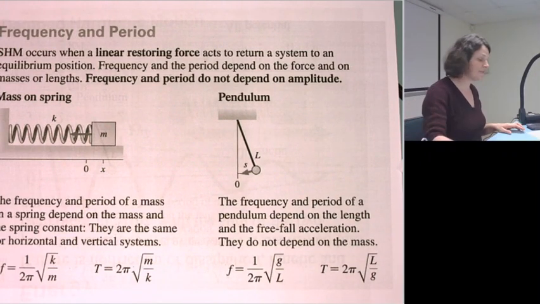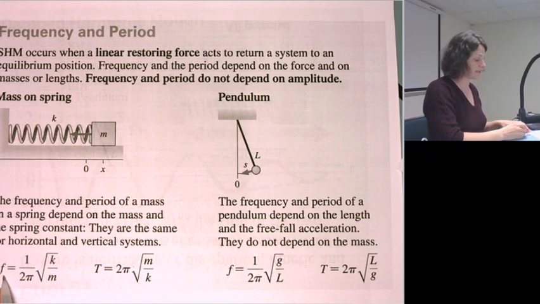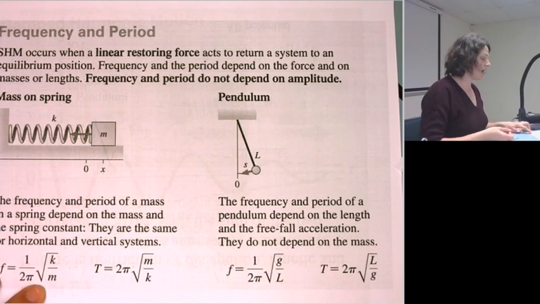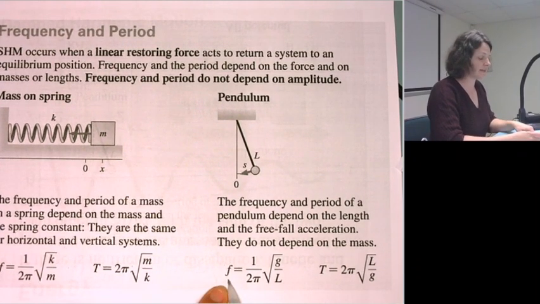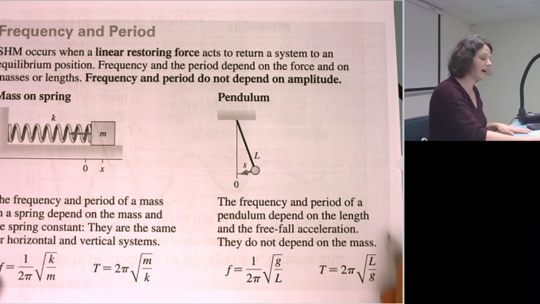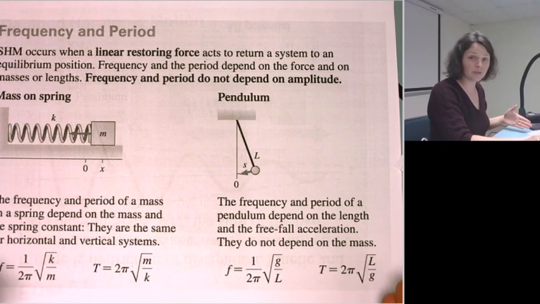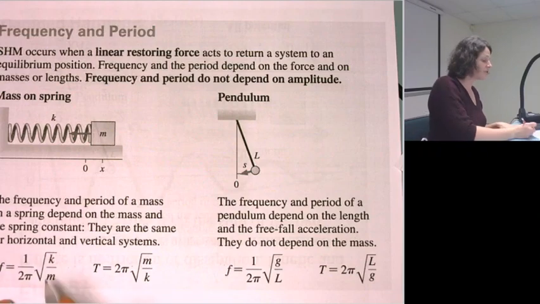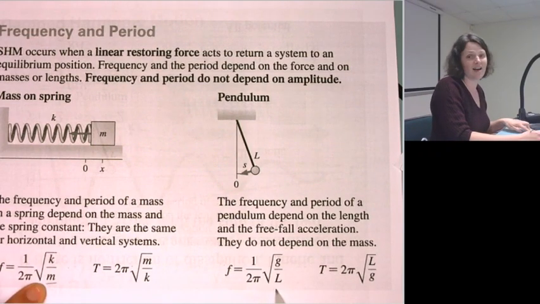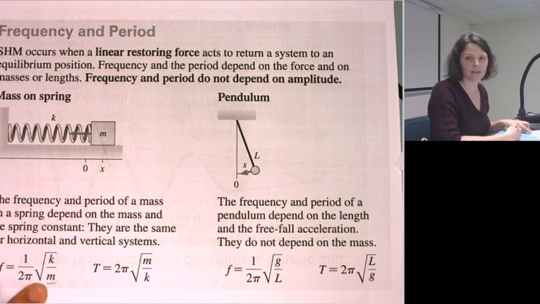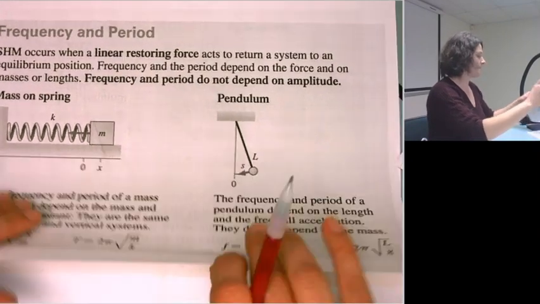when I let go of it. And we have some relationships that describe how the frequency depends, for a spring, on the stiffness of the spring and also the mass. And for a pendulum, the frequency of that oscillation depends on gravity and also the length of the string. Neither of these equations depend on amplitude or the shape of the wave or anything along those lines. This one does depend on the mass. The pendulum does not depend on the mass. So the 300-pound linebacker has the same frequency on the swing set as a 30-pound kid.